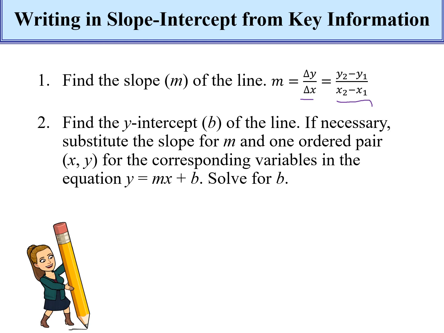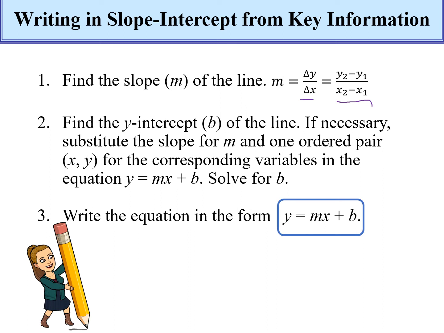Once I know my slope, I'm going to find the y-intercept. And again, there are many different ways that I can find that y-intercept. Sometimes it'll be given to me. Sometimes I'll need to look at the graph and figure out where my line crosses the y-axis. But the third situation is what we're really going to be practicing today. If necessary, I can substitute in the slope for m and one of my ordered pairs for the corresponding variables in the equation y equals mx plus b and solve for my unknown piece. Once I have my pieces, I know m and I know b, I can write my equation in the form y equals mx plus b. So let's practice with this. That's a lot of words, but it's a concept that you should understand.